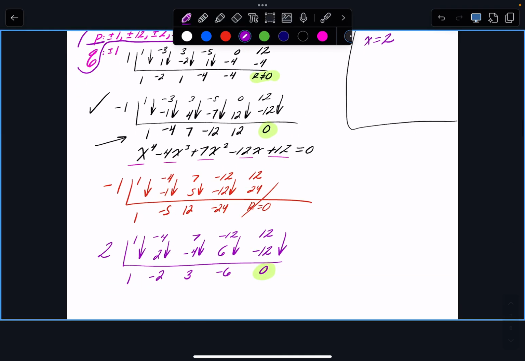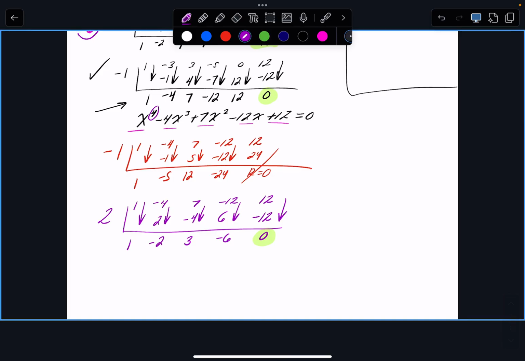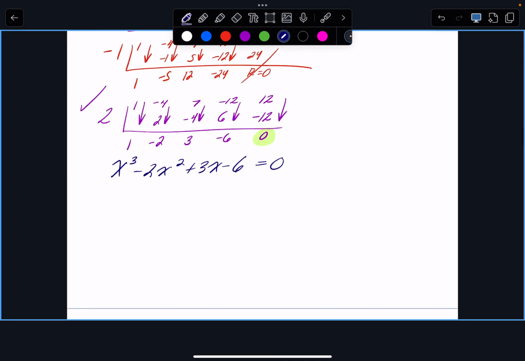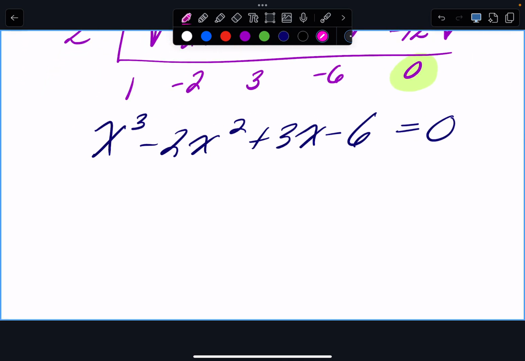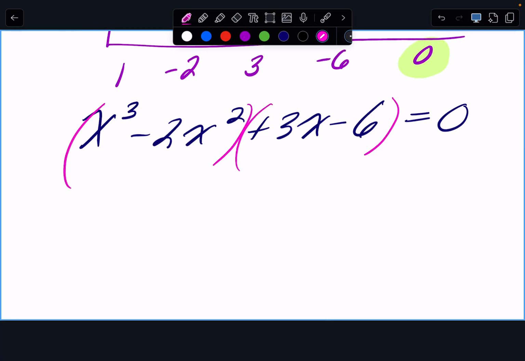Now we used to be at power of 4. We've now found one that works. Dividing it down 1 power, so this is x cubed minus 2x squared plus 3x minus 6 equals 0. From here you would say, okay, if there's 4 terms, let's try factoring by grouping. But if grouping doesn't work, we just got to keep testing values. Let's try grouping and hope it works because it's so much easier if it does.